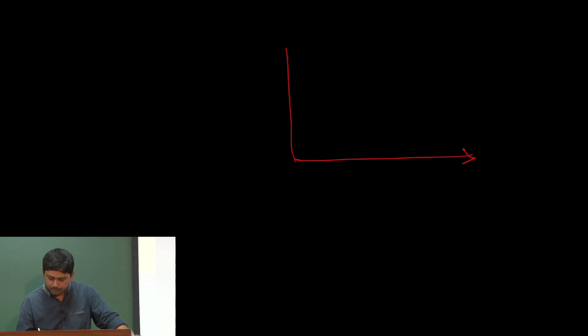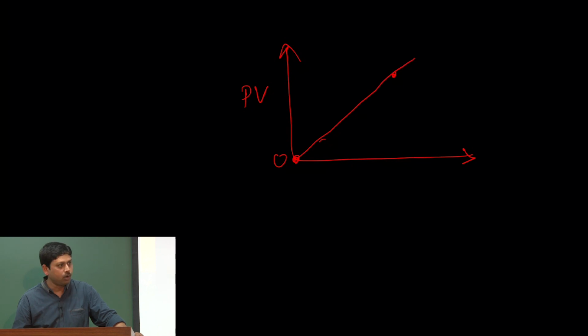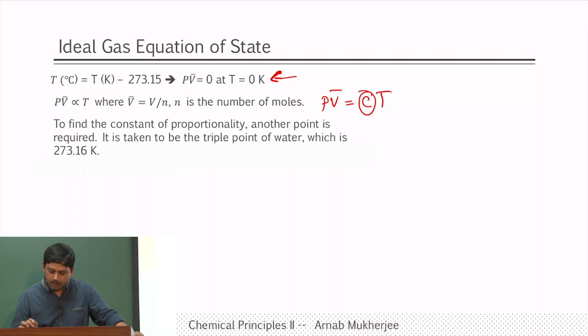So, we are measuring PV and we say that the value is 0 at one value, but in order to draw a straight line I need another value, then only one can draw a straight line, right. So, this particular value is taken to be the triple point, the temperature of the triple point of water. Now, what is the triple point of water?